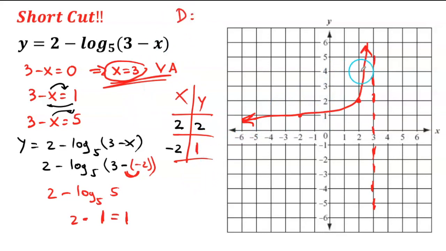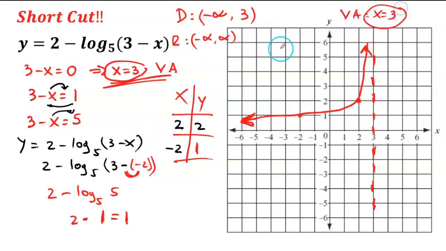Domain. Nice. Now my domain, arrow to the left, comes from negative infinity and all the way up to 3, because this is an asymptote. Parentheses because it's not touching. Range. Arrow, arrow, from negative infinity to positive infinity. The vertical asymptote, we have it already, which is x equals 3. So this is the main information that is being asked.